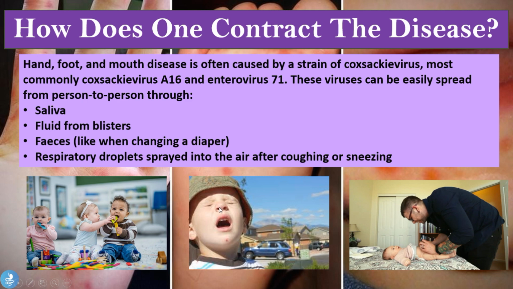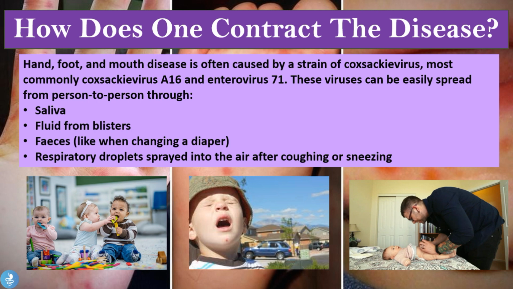The disease can also be spread in nasal droplets, so viral nasal droplets, which are sprayed into the air and onto the uninfected child through coughing or sneezing. And also, the disease can be spread to a parent or a guardian through the fecal matter, and this can occur when changing a diaper, etc. So these are the various ways in which someone can actually contract hand, foot, and mouth disease.